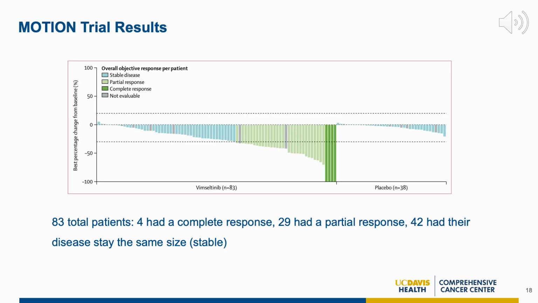So again, these are the results of this trial. As I mentioned, 4 people had a complete response, 29 had partial, and 40 had their disease stay the same size, okay, compared to placebo.